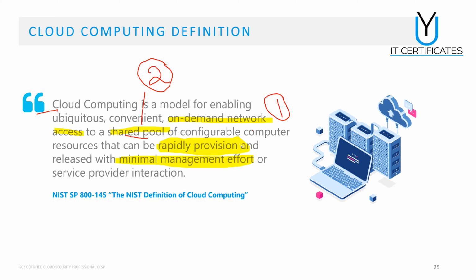Number one, on-demand network access. Number two, shared pool of resources. Number three, rapidly provisioned, as we explained before. And finally, minimal management effort, and this minimal effort applies even to the user or the cloud service provider. The cloud service provider, in some situations, is transparent to the user. The user can log into the management tool, start to create the servers and the services he requires, and he will be able to utilize them. And this is transparent to the cloud service provider.